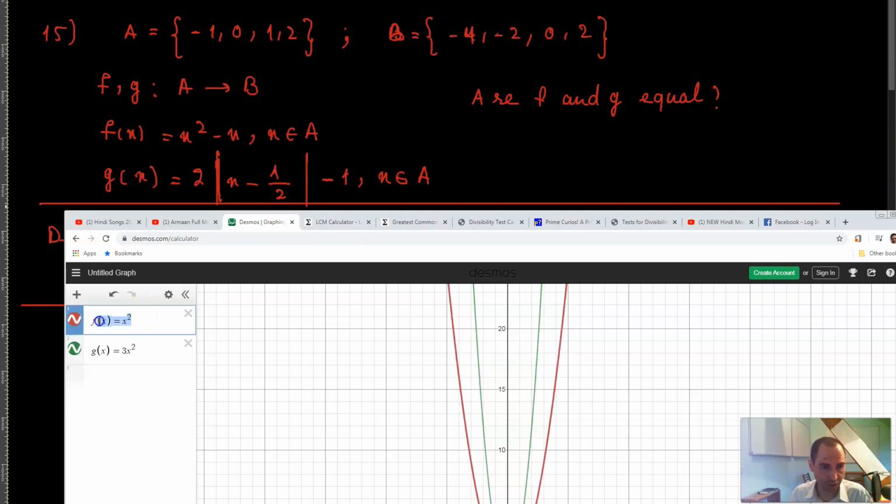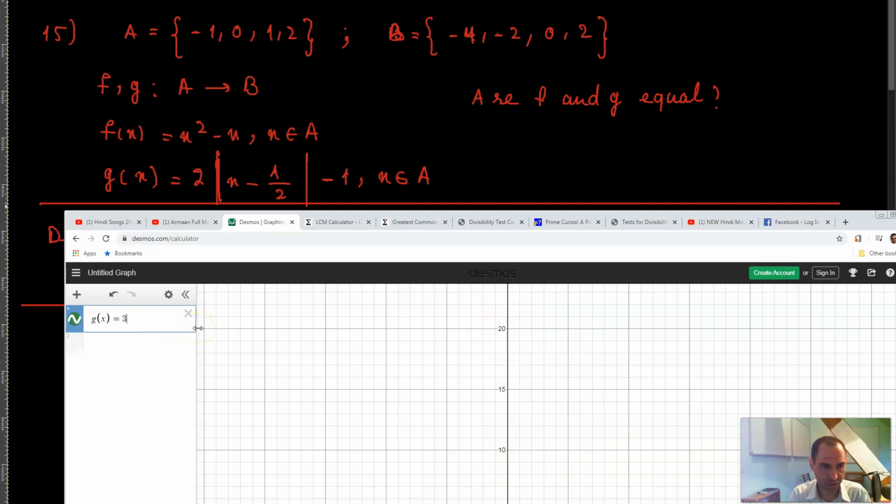So now let's take a look at the function, for example, x squared minus x. Meaning that let's say that you have f of x is equal to x squared minus x.